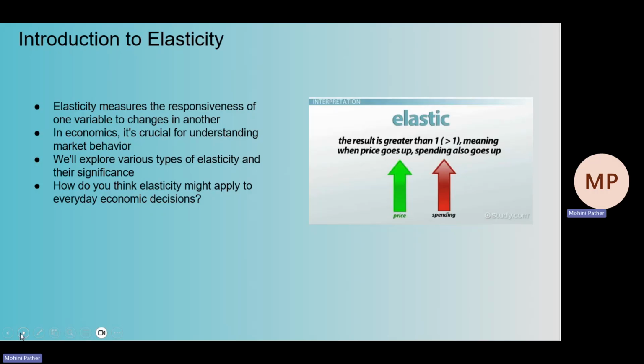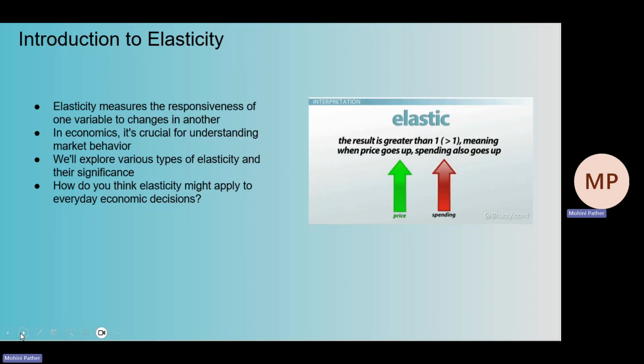So, elasticity is essentially a measure of responsiveness of one variable to a change in another. So, specifically to economics, when we change the price of something, what happens to the amount that's demanded?